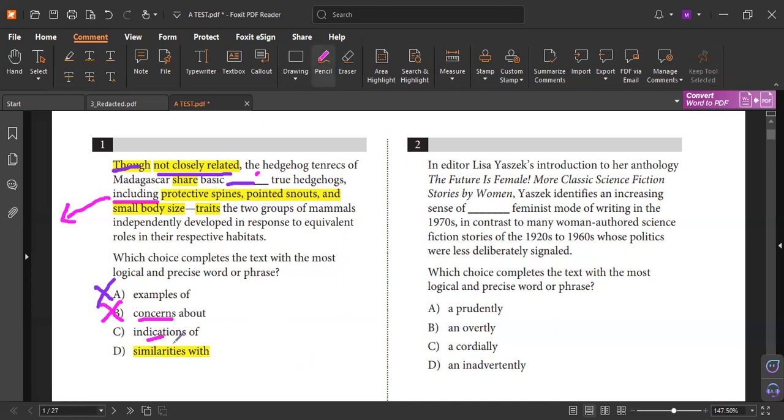So B is not supported in the text. But why not C? Because I'm not talking about indications to support art of something. So already we have the evidence. So letter C is not supported in the text, and letter D is correct.